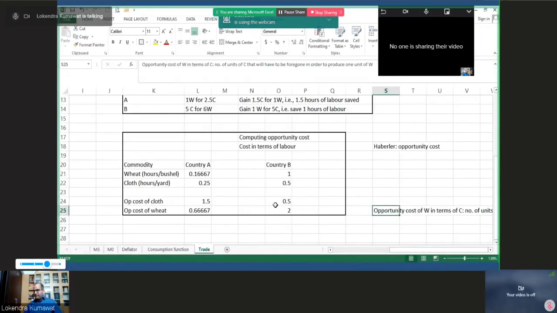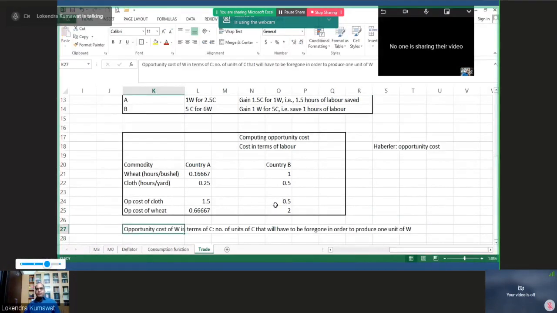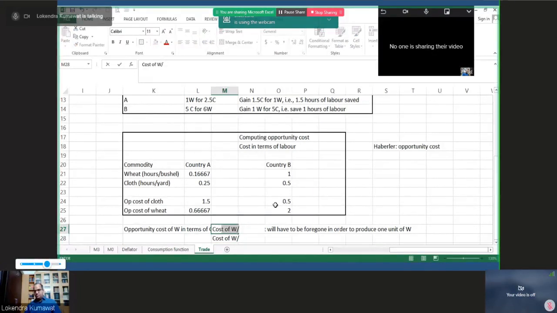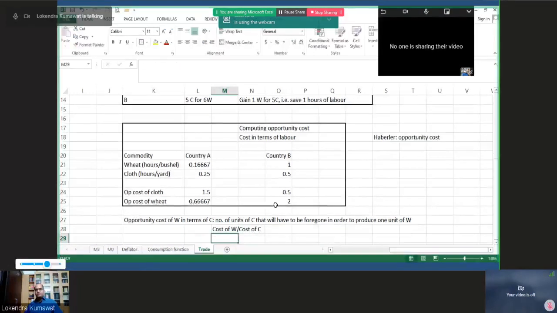W. Let me write it here. Number of units of cloth that will have to be foregone to produce 1 unit of W is equal to cost of W divided by cost of cloth.